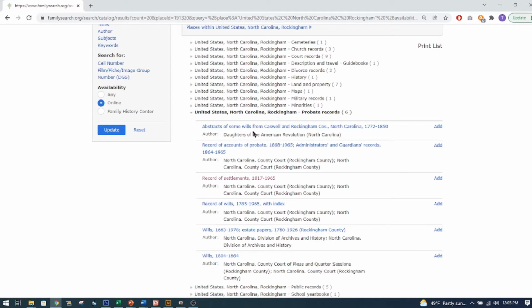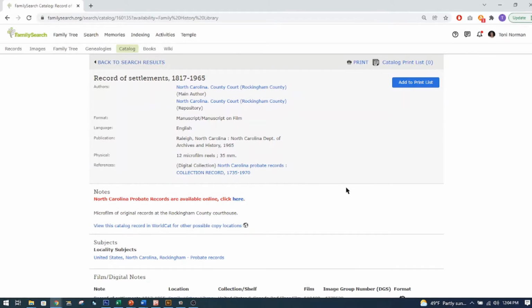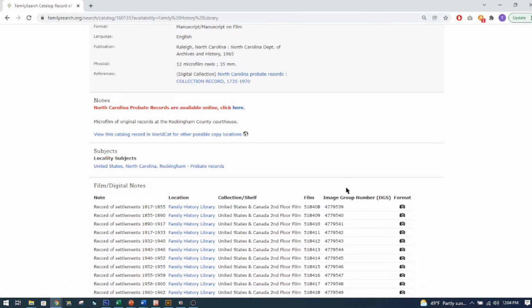This has some wills in it of Caswell and Rockingham, which those two counties are right next to each other. And then they have this one, and I haven't looked through this one, Probate Records, Administration of Guardianship Records, but I wanted to show you records of settlement, 1817 to 1965. Just give you a glance at what you might find. You just have to go through the counties that you're looking at, see what they have, and kind of look at them. And I just picked this very first record.